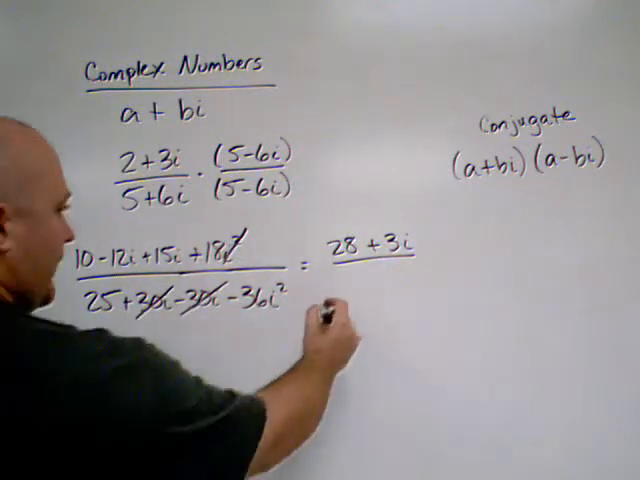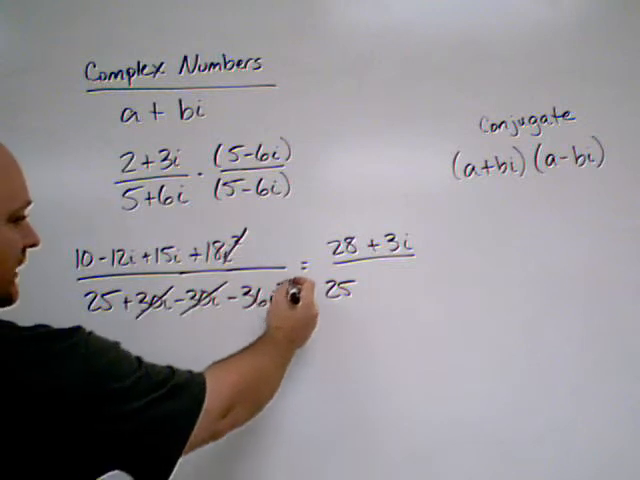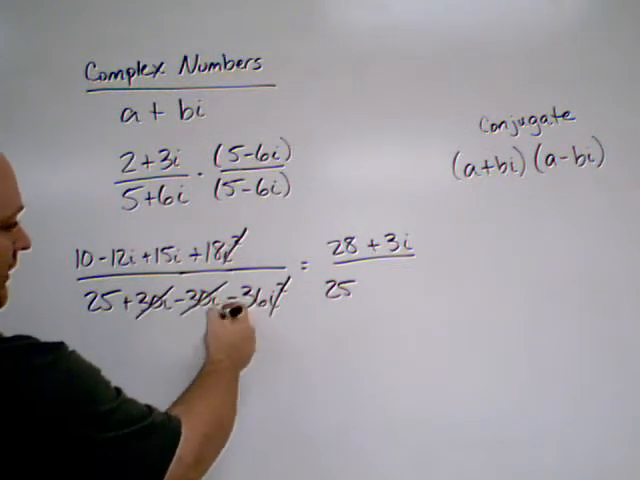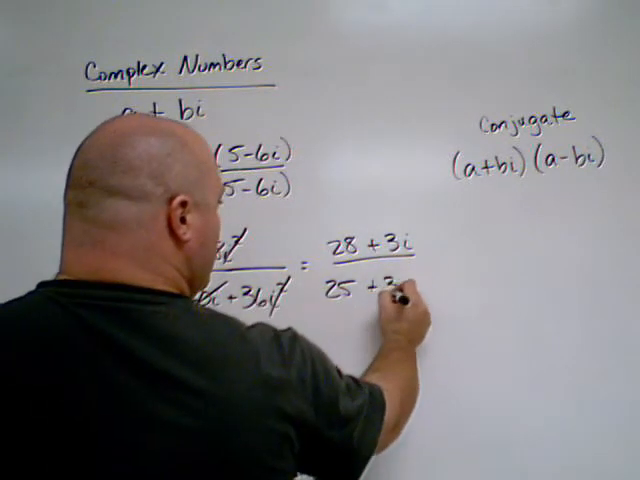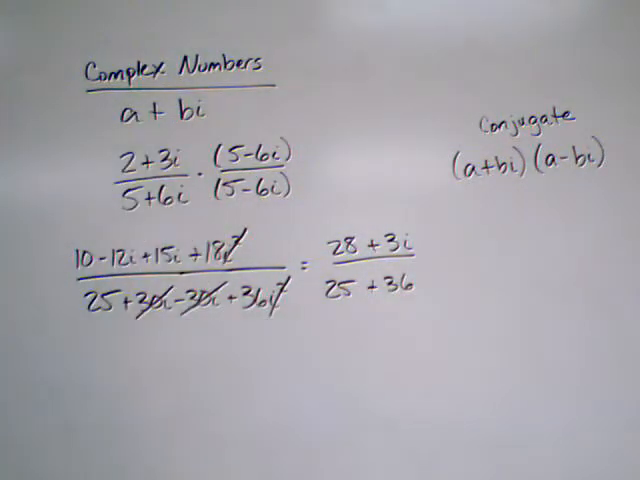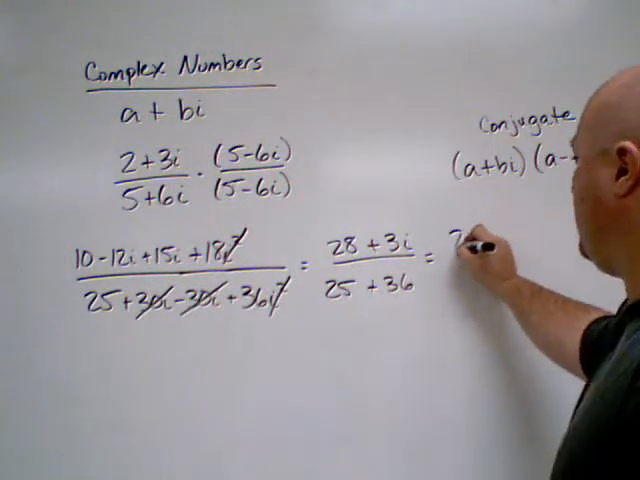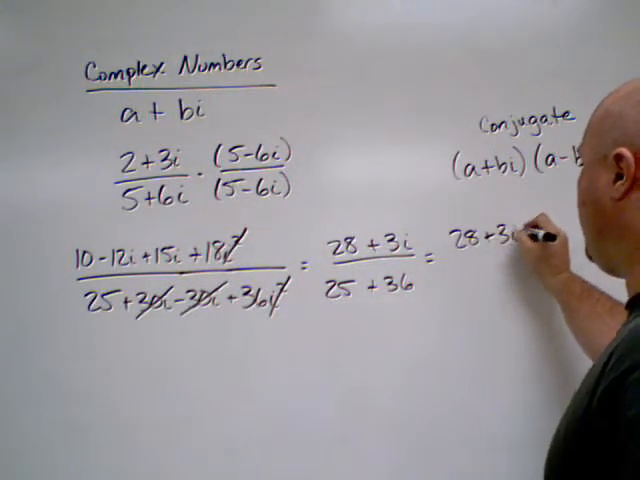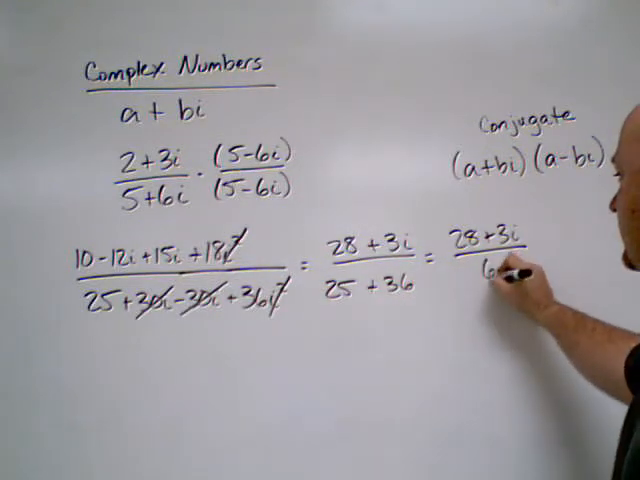Bottom, we now have 25, the same thing happens here. i squared changes the sign in front. So we're adding 36. Okay? Let's combine some more. 28 plus 3i remains on top. 25 plus 36 gives us 61.